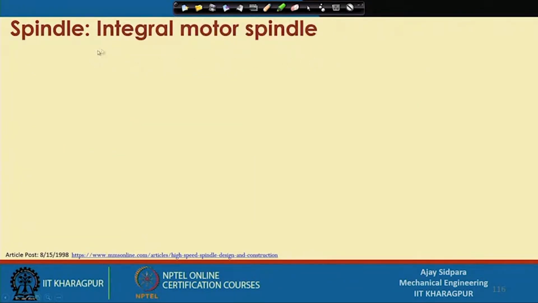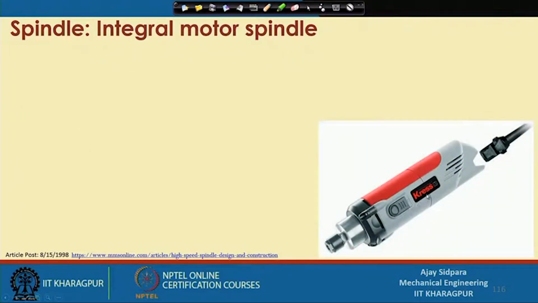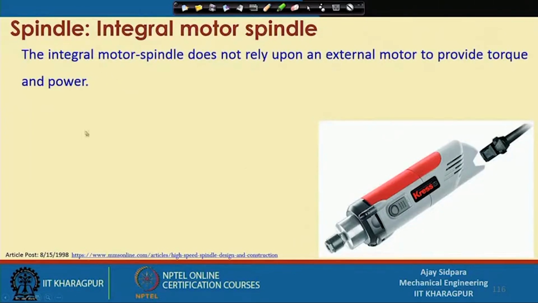So, now coming to the spindle with the integral motor. These are spindles where the spindle motor and whatever you require for movement of the spindle shaft, everything is integrated in a single body. So, you do not require any belt drive or any other mechanism by which you can transfer the motion. The integral motor spindle does not rely upon an external motor to provide the torque and power.